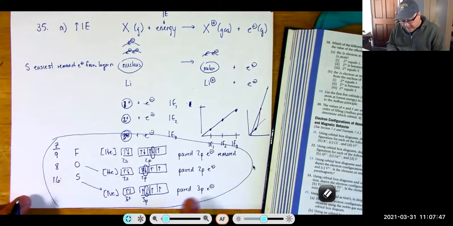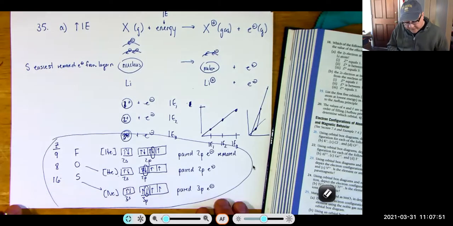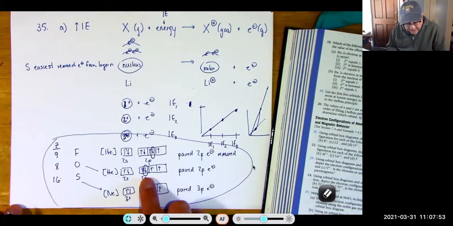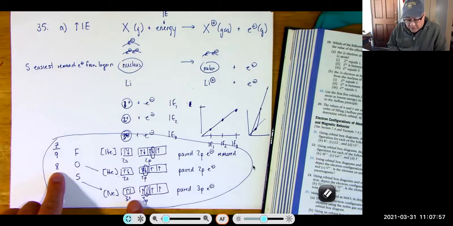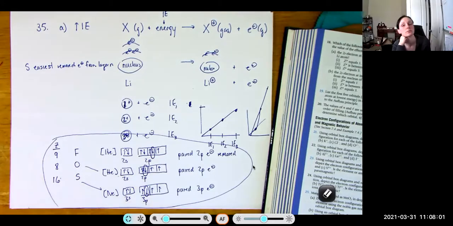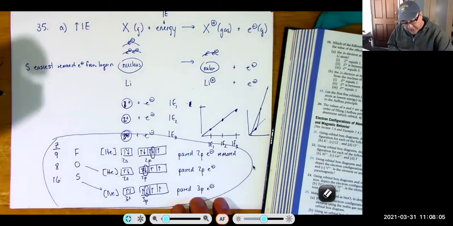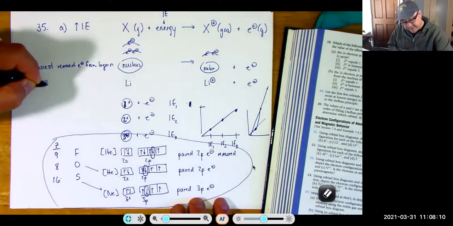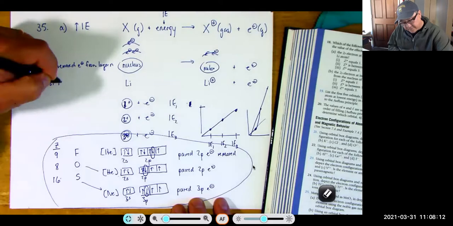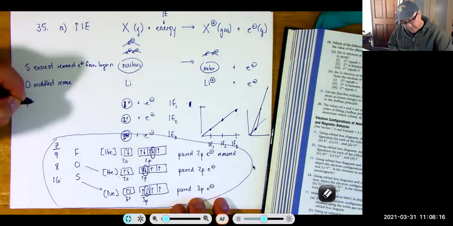They're both in the same shell and they're both paired. Which one's going to be easier to take? Well, then we have to take a look at the nucleus. Who is going to hold on to those electrons better, fluorine or oxygen? Fluorine, because it's got more protons, right? So oxygen is the middlest to remove. And then I'm going to jump to fluorine is the hardest to remove.